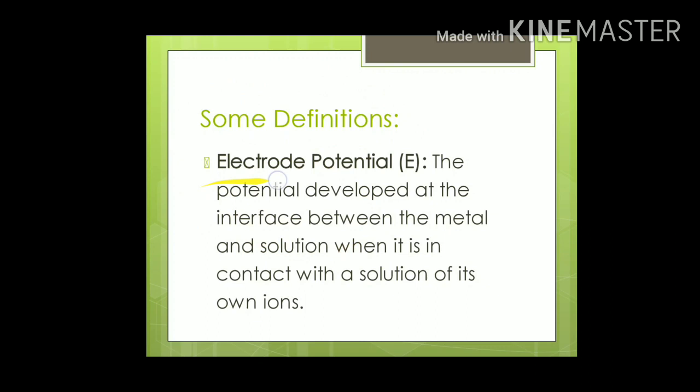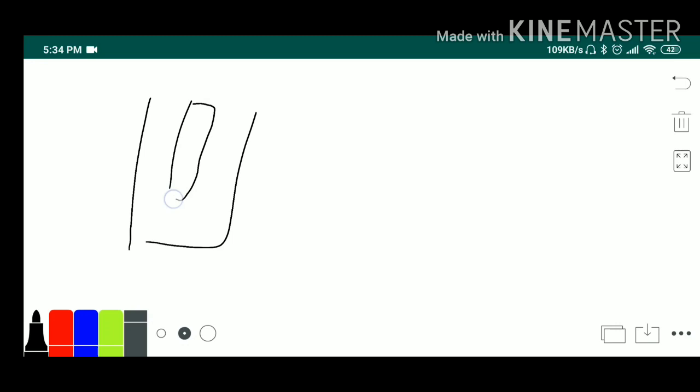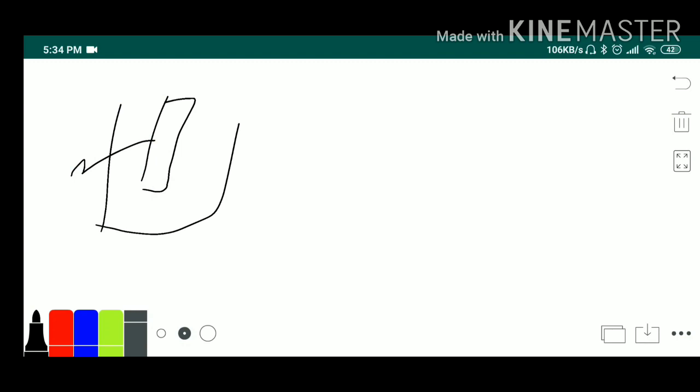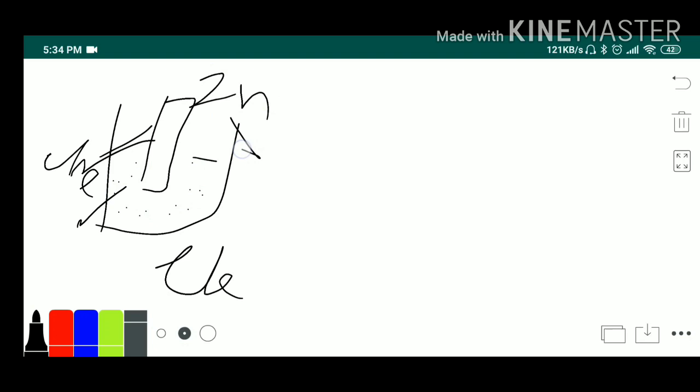What is electrode potential? Electrode potential is very simple. Before going into this, go to the basics. One electrode is dipped in an electrolytic solution. This is the electrolytic solution, this is the electrode. For example, suppose it is zinc, the solution is having zinc ions of its own ion solution, like zinc sulfate. Here we'll take zinc sulfate.